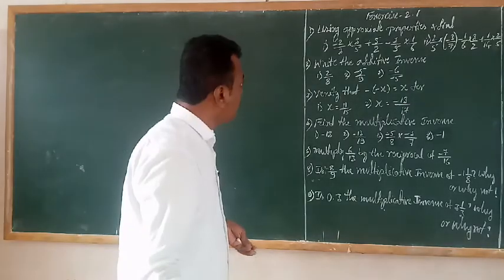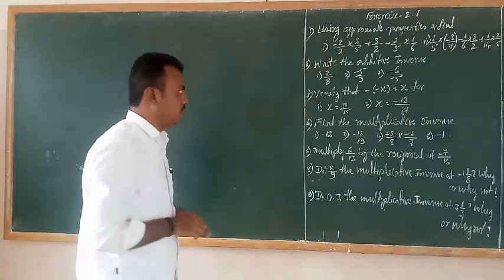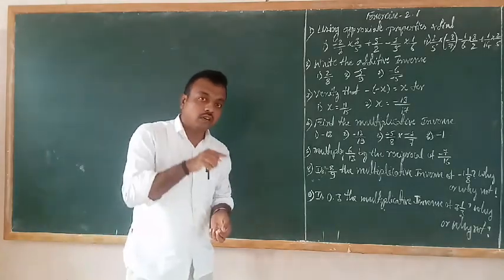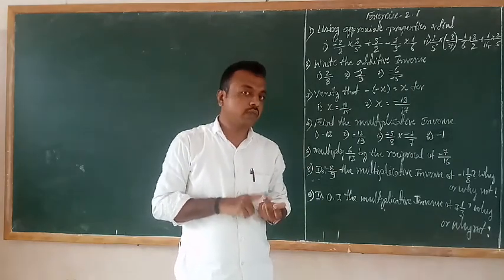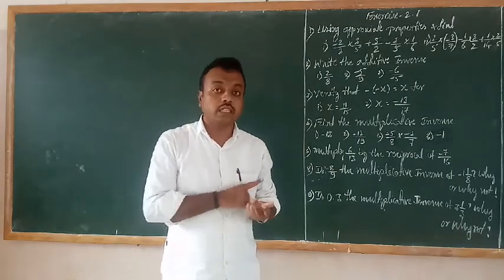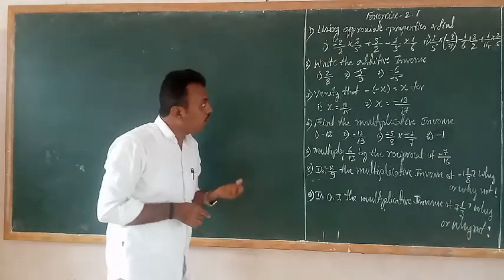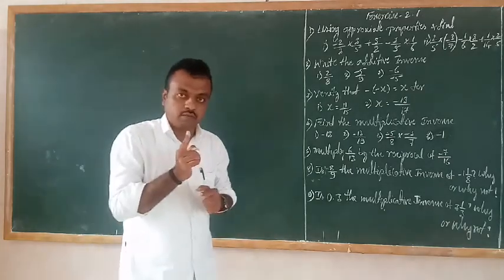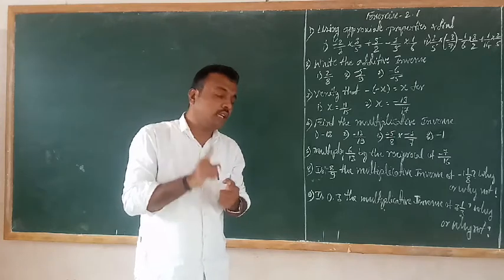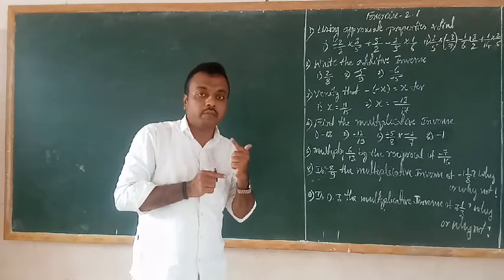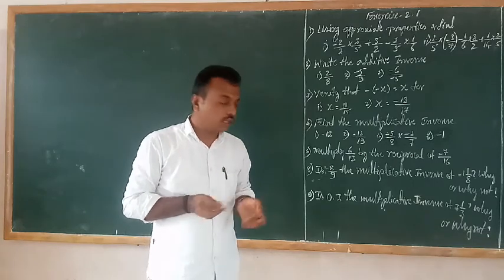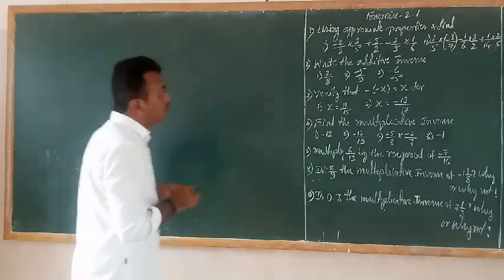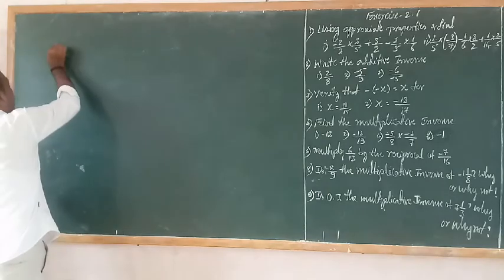So what is the question? Write the additive inverse. Correct? So I already told in the last classes, additive inverse, multiplicative inverse. Multiplicative inverse is the reciprocal. Got it? So additive inverse means the sign will be changed. But for multiplicative inverse, the numerator becomes the denominator, the denominator becomes the numerator, but the sign will not change. Correct?